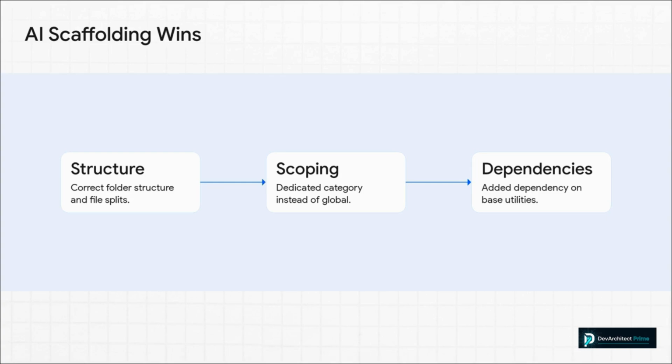Step 1. The folder structure was perfect. It created a proper client library folder, split the CSS and JS into their correct subfiles, and perfectly wired up the text includes. Step 2, and honestly, this is a massive win. It gave the teaser its own dedicated category instead of dumping it back into the global pile. This means the code will only load when the teaser is actually on the page. That's a high-impact architectural decision that a lot of human teams fail to make. In step 3, it correctly added a dependency on the base utilities library so our shared helpers would load first.